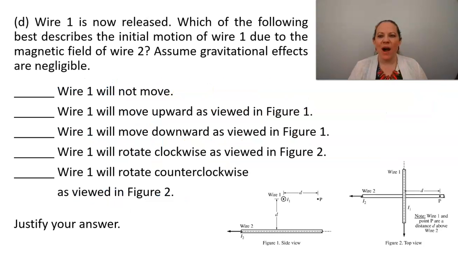Part D, wire 1 is now released. Which of the following best describes the initial motion of wire 1 due to the magnetic field of wire 2? Assume gravitational effects are negligible. Our choices are: wire 1 will not move, wire 1 will move upward as viewed in figure 1, wire 1 will move downward as viewed in figure 1, wire 1 will rotate clockwise as viewed in figure 2, or wire 1 will rotate counterclockwise as viewed in figure 2.